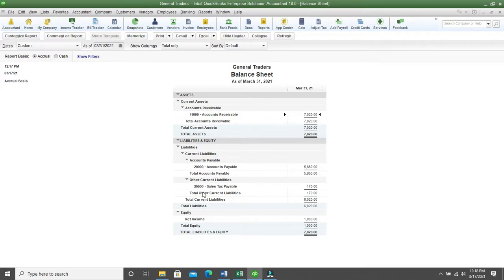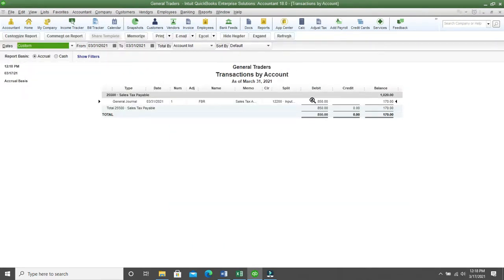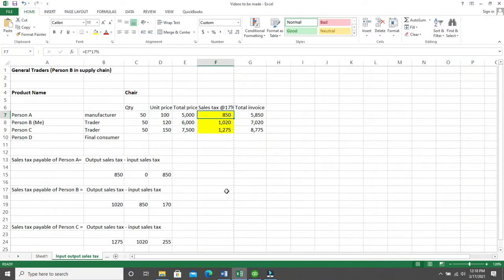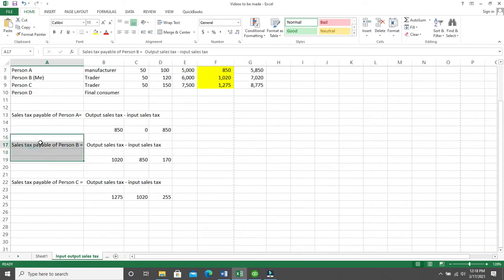You can check the sales tax payable account. It is showing 170. Click on it and it is showing my adjustment, and select the date from 1st March, and you can see that first I have recorded my output sales tax on my invoice 1020, and then I have adjusted my input sales tax of 850 from my sales tax payable account. Now my sales tax payable is appearing as 170, which we have calculated in our illustration, that is person B, which is me. My sales tax liability is 170, so I have correctly recorded these transactions in QuickBooks.